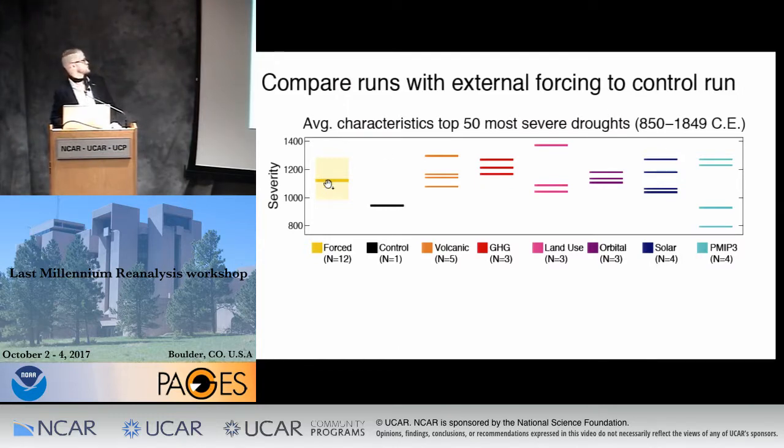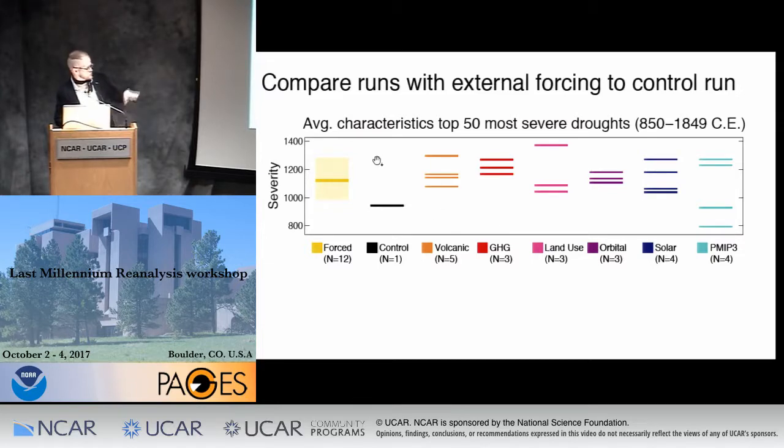This is impossible to see, so I have to apologize. This is the mean of the 12 fully forced simulations. There's also a range here. The range goes from about there to there. So never use yellow in a PowerPoint. That's a lesson to be learned. For all of the other individual forcing runs and the pre-industrial control, I'm looking at, for each individual run, the average severity.